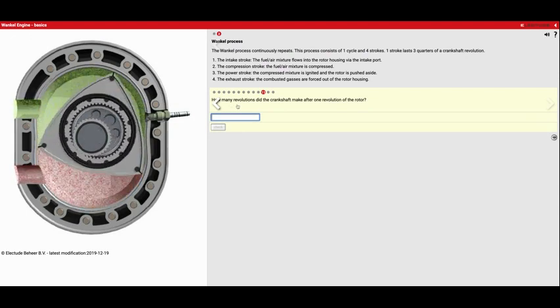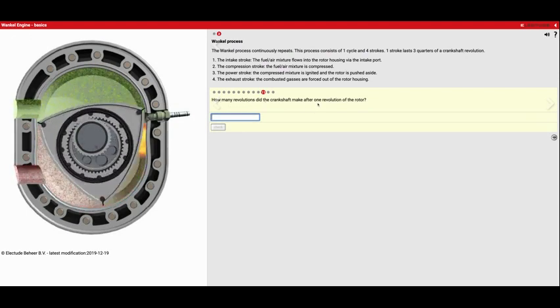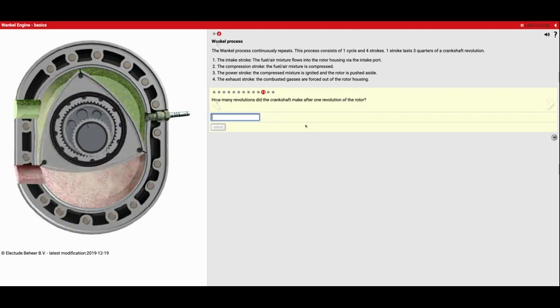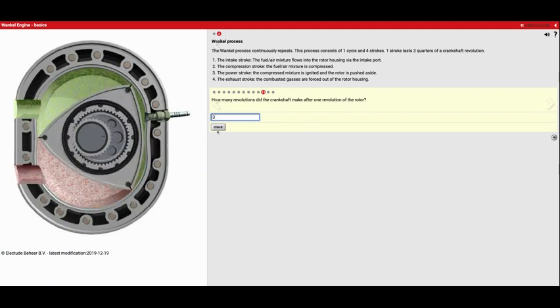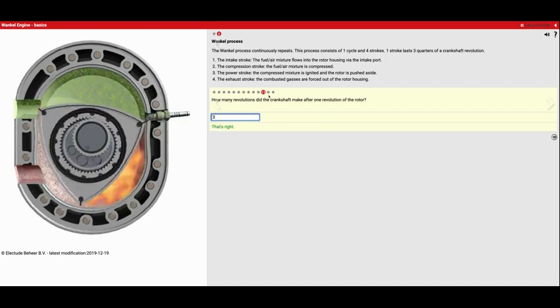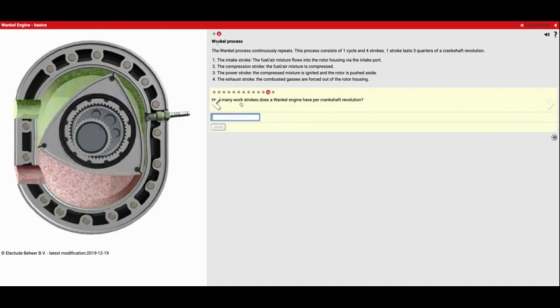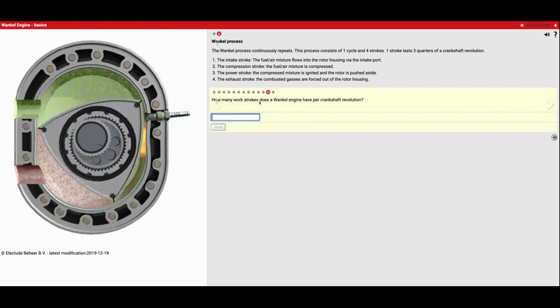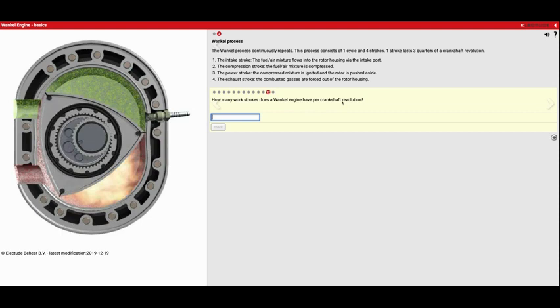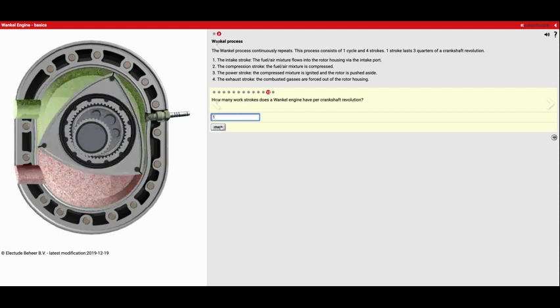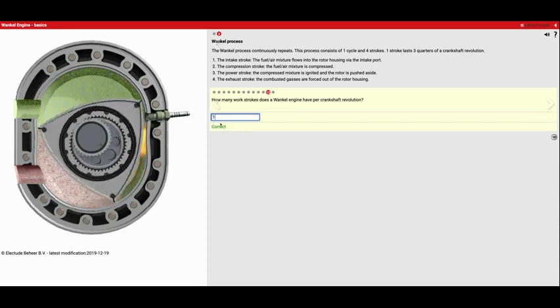Now it asks, how many revolutions did the crankshaft make after 1 revolution of the rotor? And we talked about that before, it was 3. On to number 12. How many work strokes does a Wankel engine have per crankshaft revolution? And it's going to have 1 work stroke per crankshaft revolution. There we go.